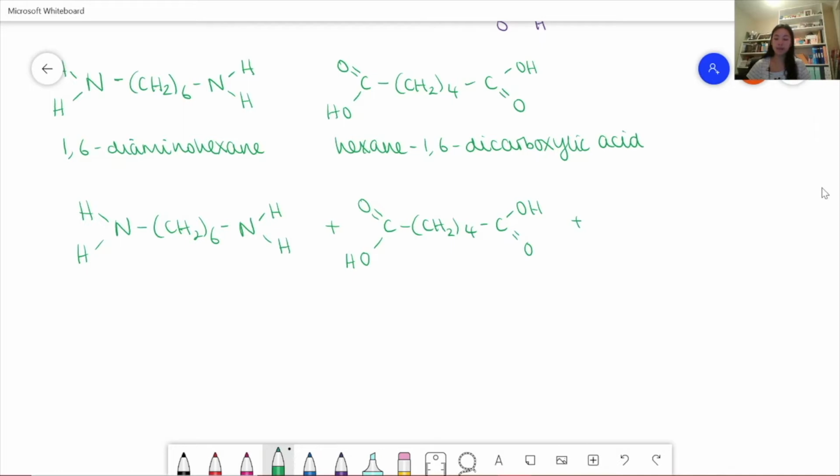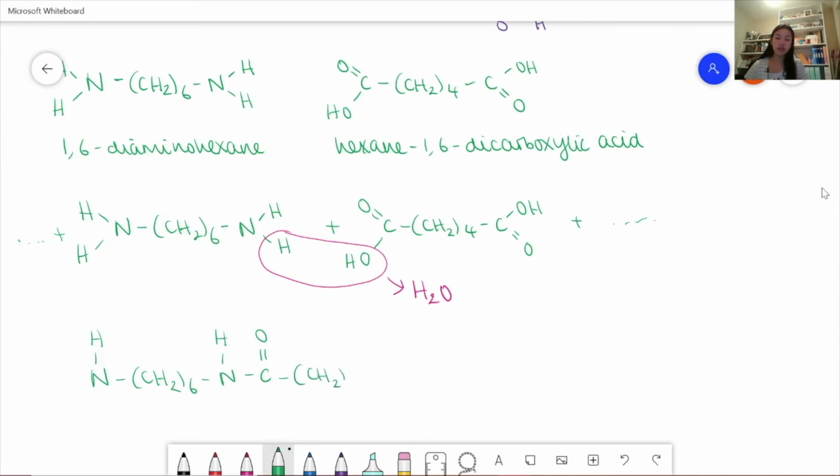and we have dot dot dot, and then plus dot dot dot. And what we're doing is, again, we're taking away a water, so we're taking away this, and this is removing a water. And so what we form as our nylon 6,6 is NH CH2 6 NH C double bond O CH2 4 C double bond O, and then it repeats, so we have NH and so on.